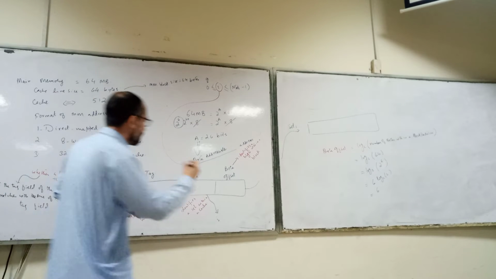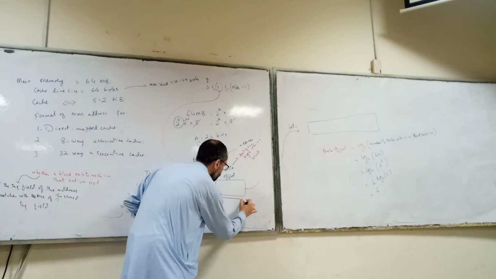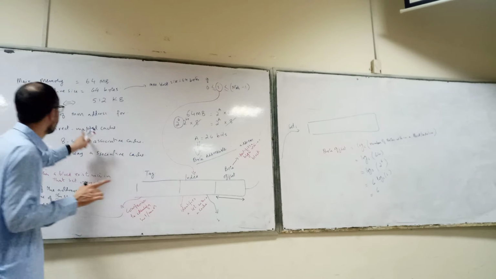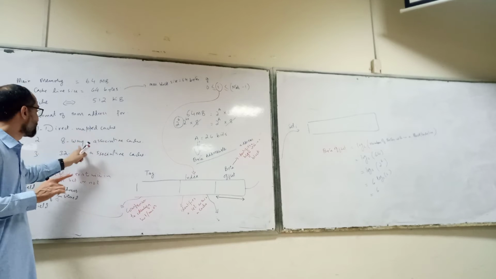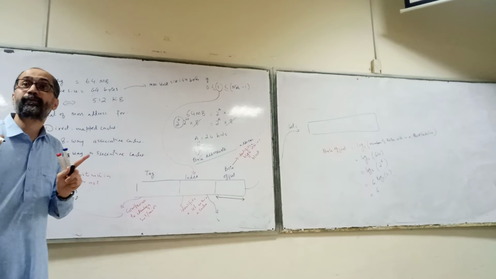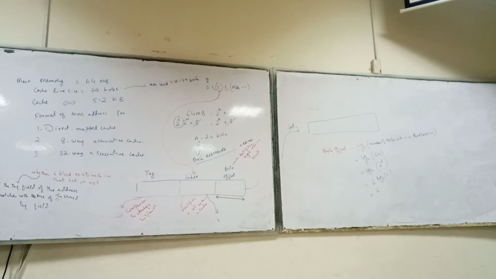Now if you look here, this format will be the same for a direct mapped cache, for an 8-way associative cache and a 32-way. What will be different? The index and the tag field. Why will the index field be different? Because associativity is changing. When associativity changes, the number of sets changes.